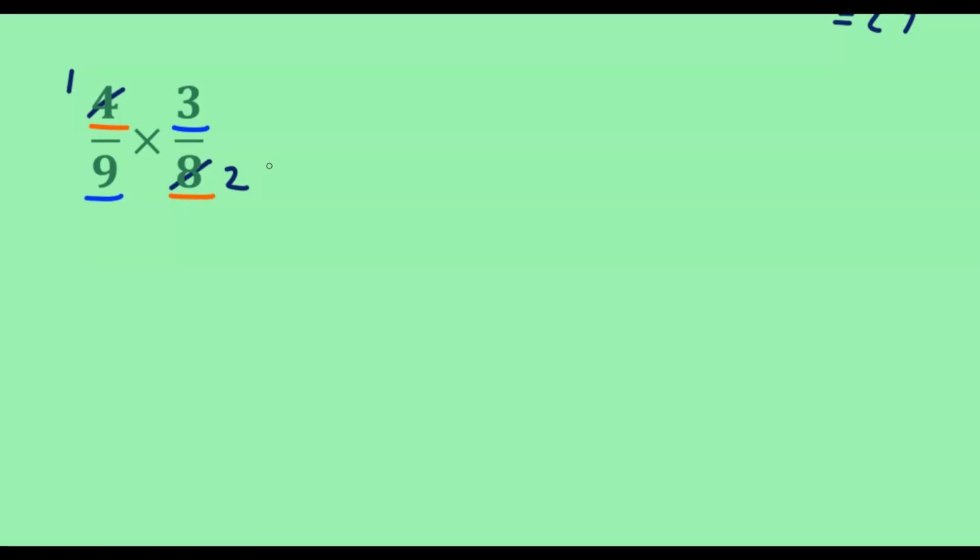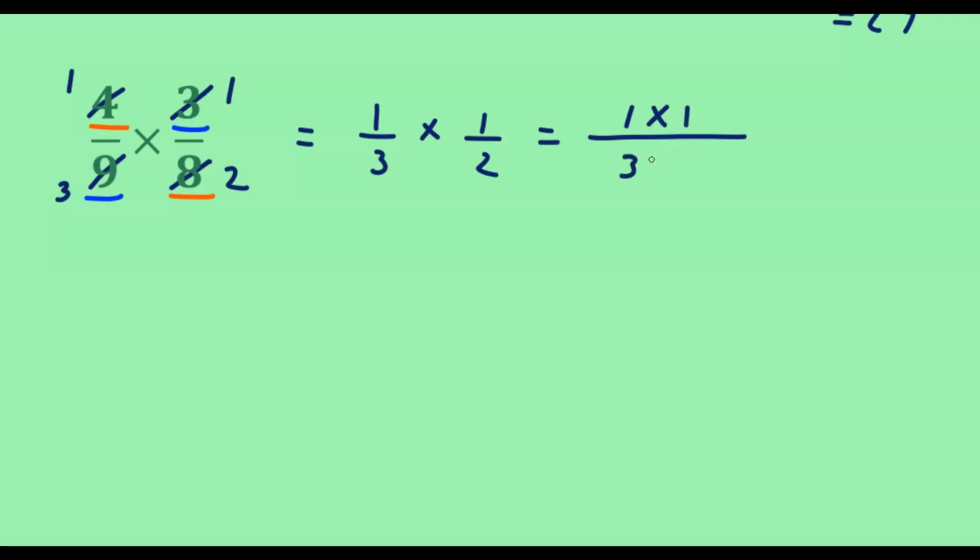Next, we look for a common factor of 3 and 9. 3 is a common factor. If we divide 3 by 3, we will obtain 1. And if we divide 9 by 3, we will obtain 3. So we end up with 1 over 3 times 1 over 2. So we write the fraction line. We multiply the numerators of the original two fractions and write that in the numerator. And in the denominator, we multiply the denominators of the original two fractions. So we end up with 1 times 1, which is 1, divided by 3 times 2, which is 6. And so this is our required answer. That is 4 over 9 times 3 over 8 is equal to 1 over 6.